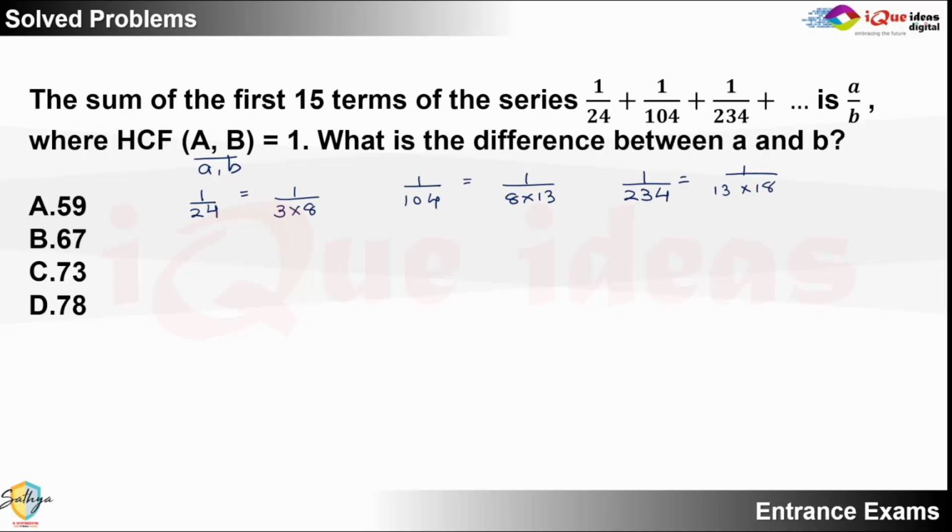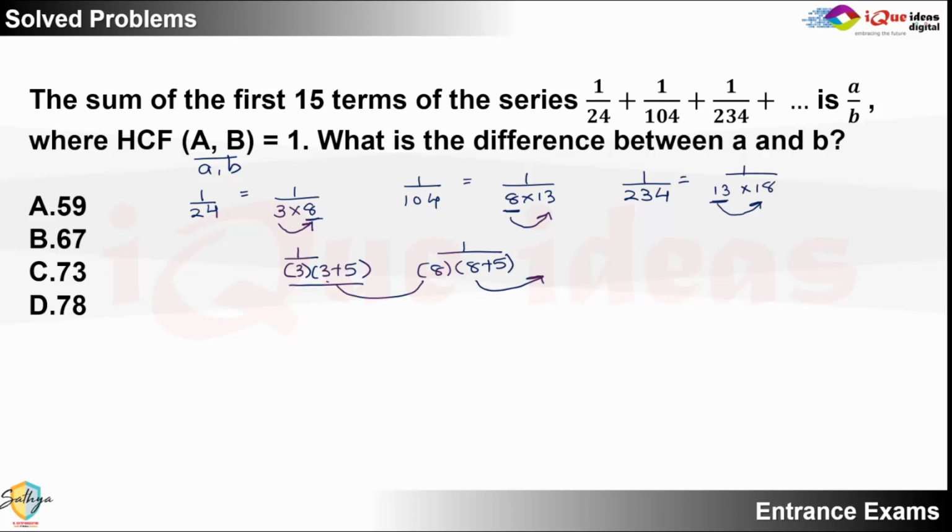Very interesting. The difference between the two terms is 5. The second term is the first term for the next. Again the difference is 5. 13 is again the first term for the next. The difference between the two terms is 5. Which means this follows a pattern where I start with 3 and I add 5. I get the first term. Then I start with the second term and I add 5 and I keep on moving. I need to find the sum of 15 such terms.